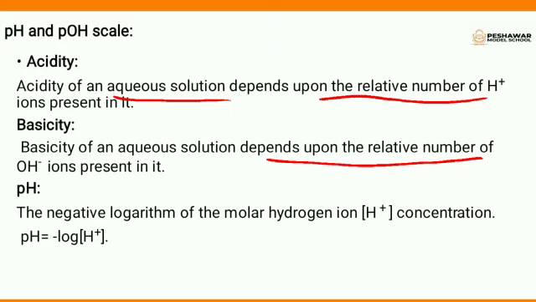What is pH? How will you define pH? pH means the negative logarithm of the molar hydrogen ion concentration. pH is equal to negative log of the molar hydrogen ion concentration. The square bracket is used to represent the molar concentration.